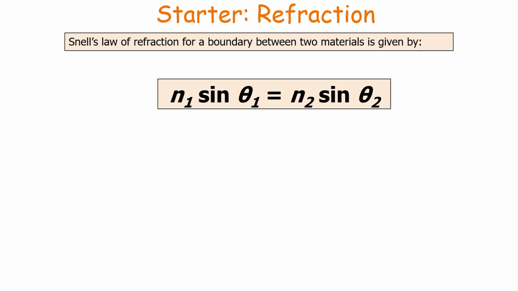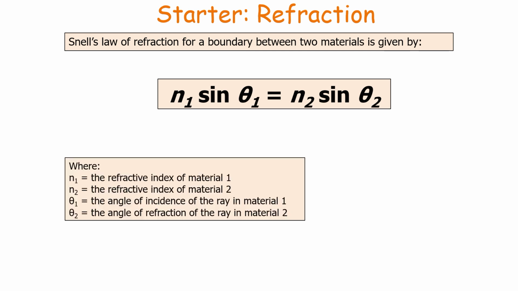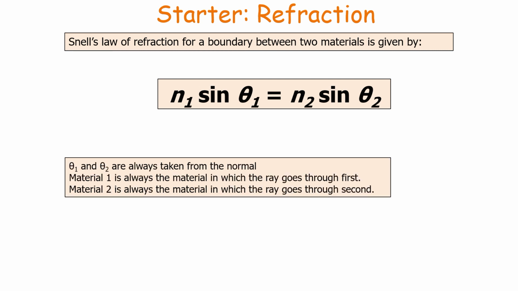Now Snell's law for refraction for a boundary between two materials is given by the equation n1 sine θ1 equals n2 sine θ2, where n1 is the refractive index of the first material light is in, n2 is the refractive index of the second material light is in, θ1 is the angle of incidence of the ray in the first material to the normal, and θ2 is the angle of refraction to the normal in the second material. Like mentioned before, θ1 and θ2 are always taken from the normal. Material 1 is always the material that the ray goes through first, and material 2 is what the ray goes through second.